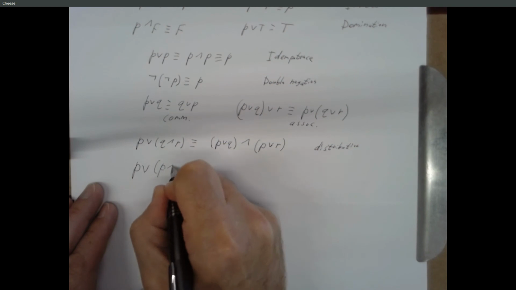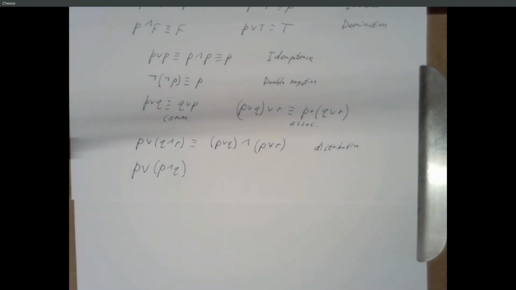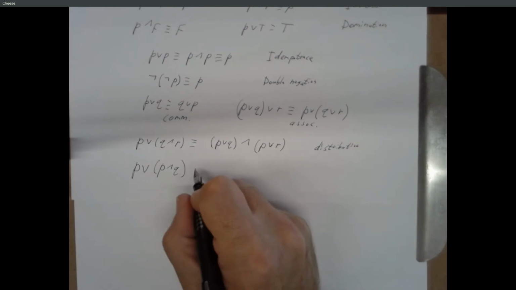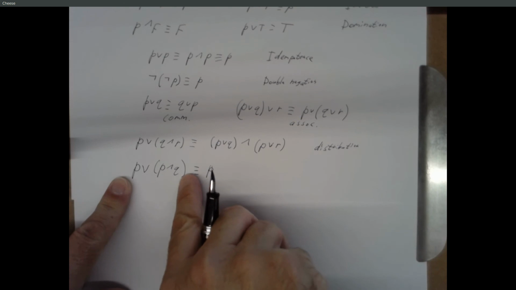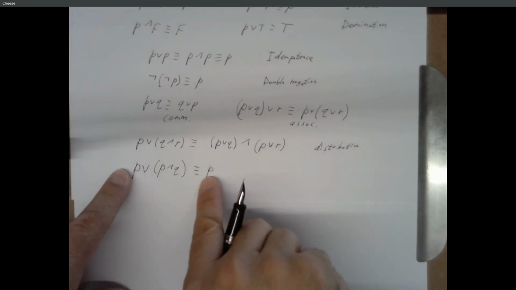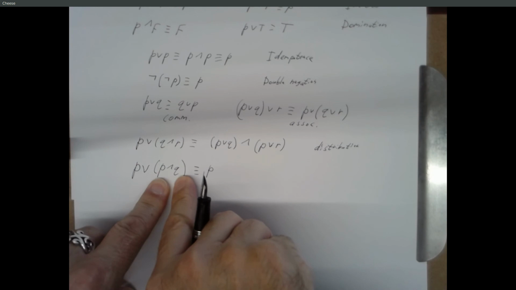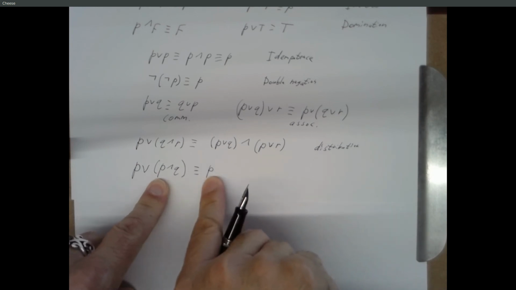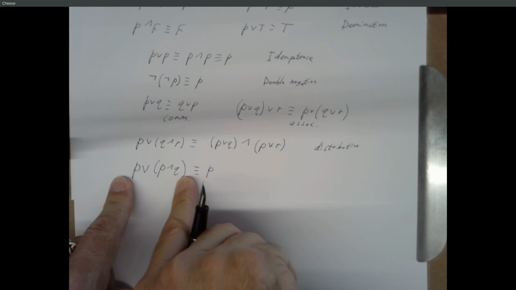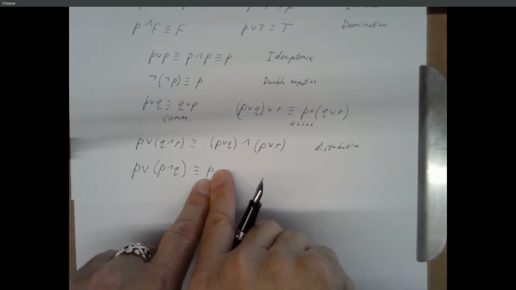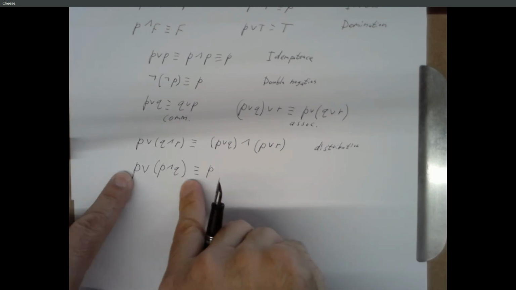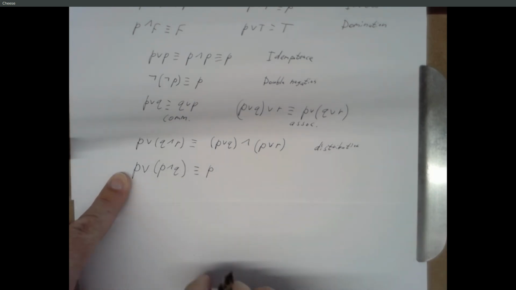P ORed with P and Q is logically equivalent to P. This one's not as obvious, but for this OR to be true, we need either P to be true, which gives us that, or we need P and Q to both be true, which again gives us P. So certainly if the left side is true, we know the right side is true. On the other hand, if the right side is true, if P is true, we know immediately that the left side is true because the left side is true ORed with something.